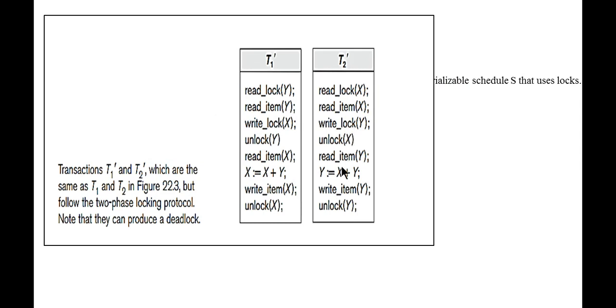And now whatever may be the schedule will be a serializable one, because all the locks are in one phase, all the unlocks are in one phase. You can see the first read lock and write lock. This is your growing phase. Unlock X, unlock Y. This is your shrinking phase. So the upper one is your growing phase, lower one is your shrinking phase. So when the transactions obey the rules of two-phase locking protocol, then definitely it guarantees the serializability for all kinds of schedules.